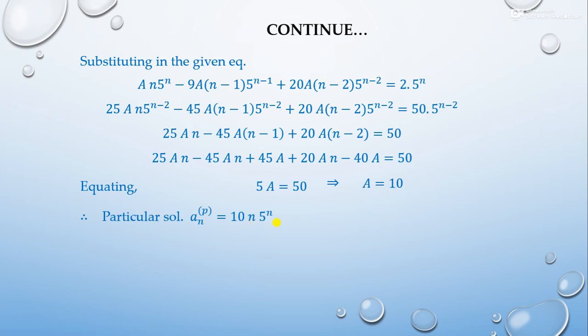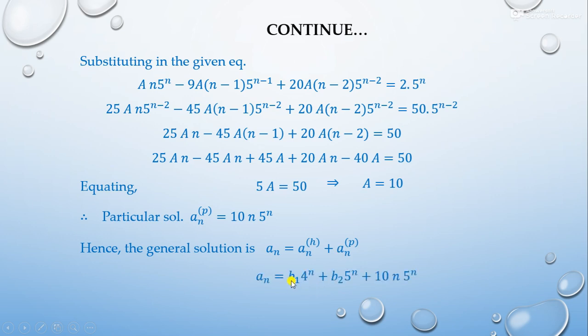Now what is the complete solution? The complete solution is the homogeneous solution plus the particular solution. So when we combine these, this is the complete solution in terms of B1 and B2: B1 4 raised to the power n plus B2 5 raised to the power n plus 10 n 5 raised to the power n. So this is the complete solution of the given non-homogeneous recurrence relation.